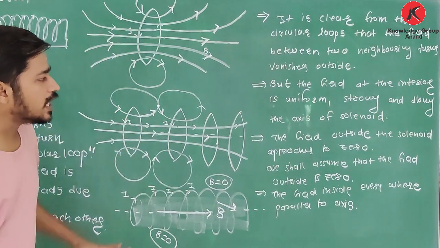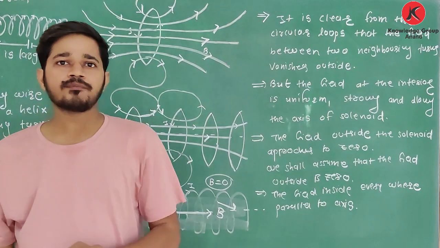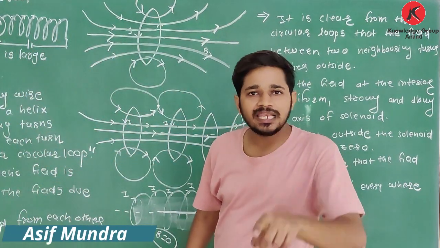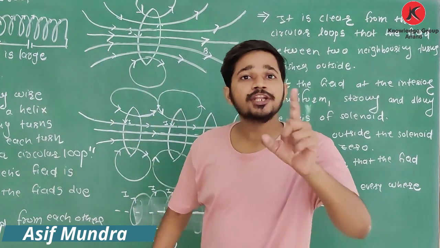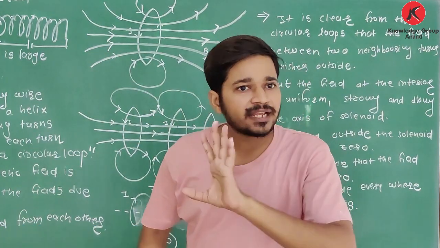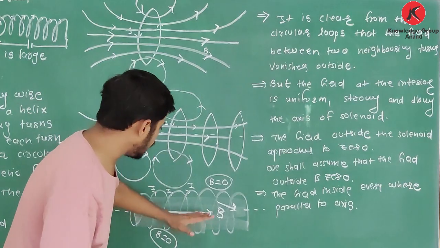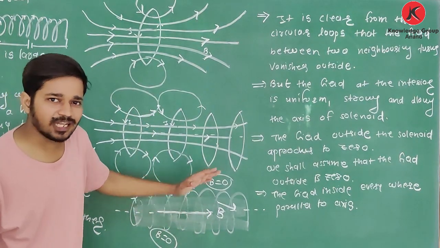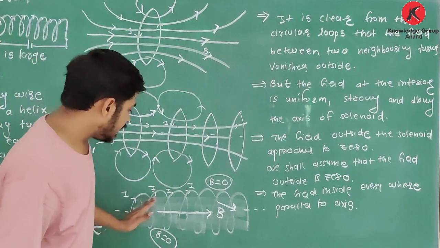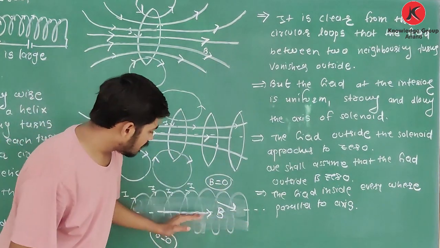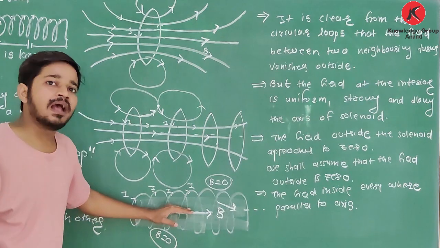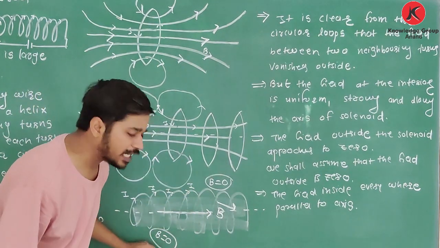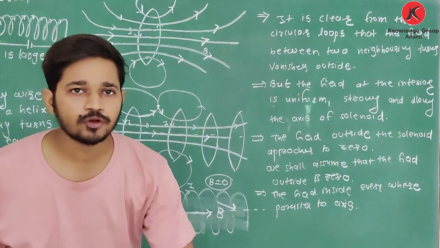So what is a solenoid? A long wire wound in the form of a helix is called a solenoid. It is used to produce a magnetic field. Which type of magnetic field? Uniform magnetic field. For a solenoid, inside the solenoid the magnetic field is uniform, parallel to the axis. Clear. Outside the solenoid, the magnetic field is 0.